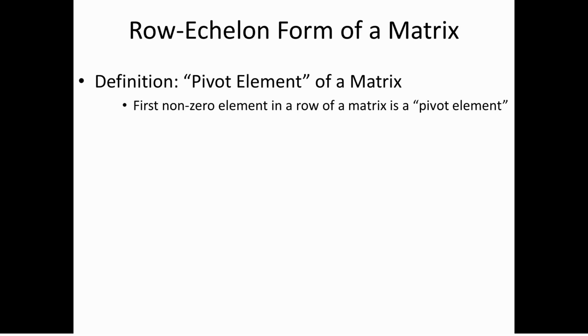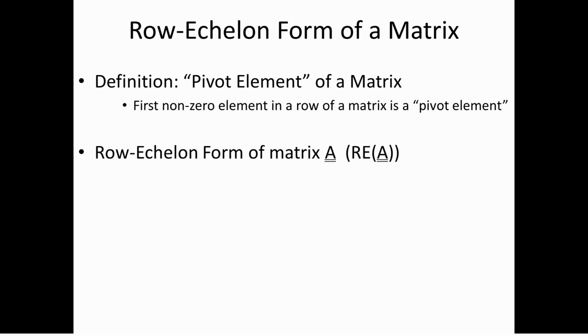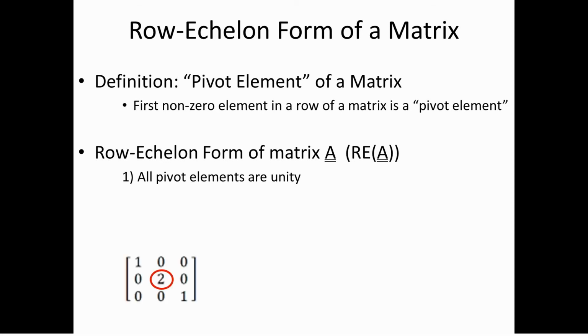And with that, we can now define what a row echelon form of a matrix is. So we're going to sometimes represent that as REF, just to abbreviate it a little bit. But we're going to say that it's a matrix that satisfies three conditions. First of all, the pivot elements are unity. So if we look at this example here, we see that 1 in the first row, 2 in the second, and 1 in the third row are the pivot elements for that matrix, but 2 is not unity, or 1. So that matrix is not in row echelon form.